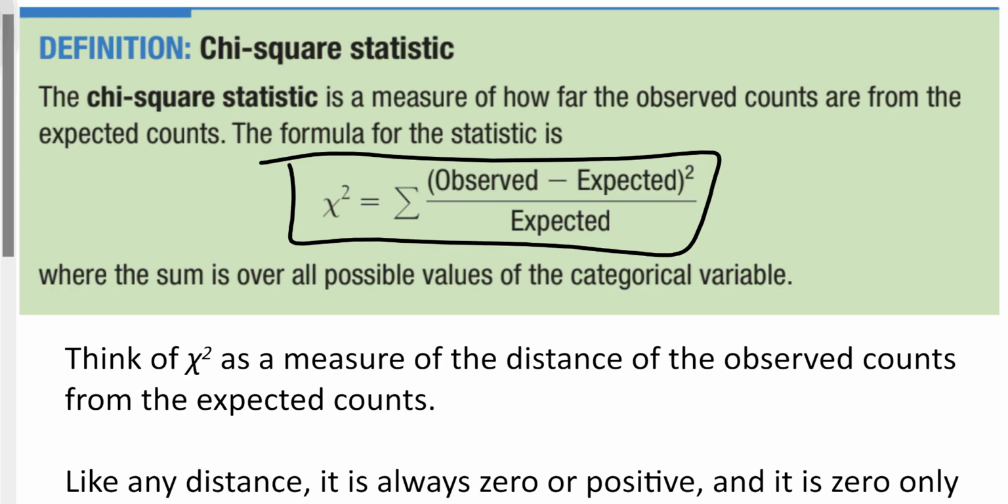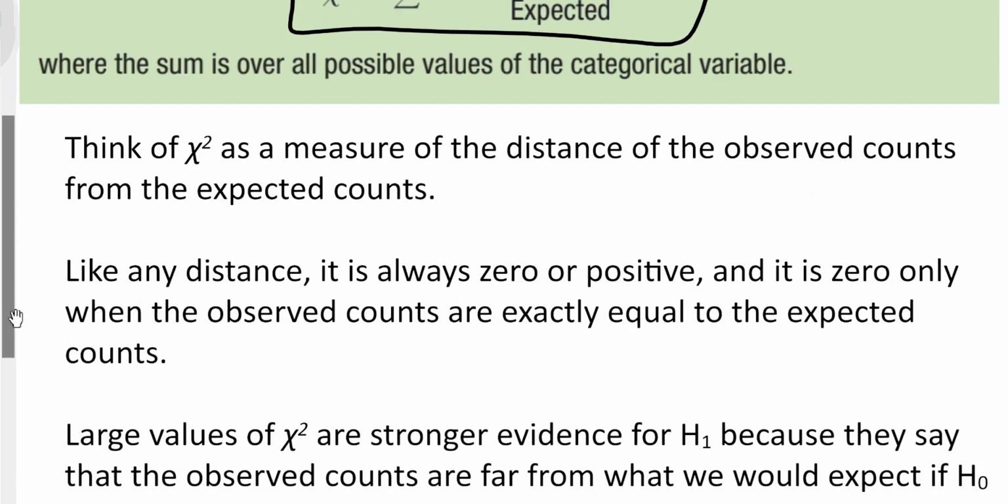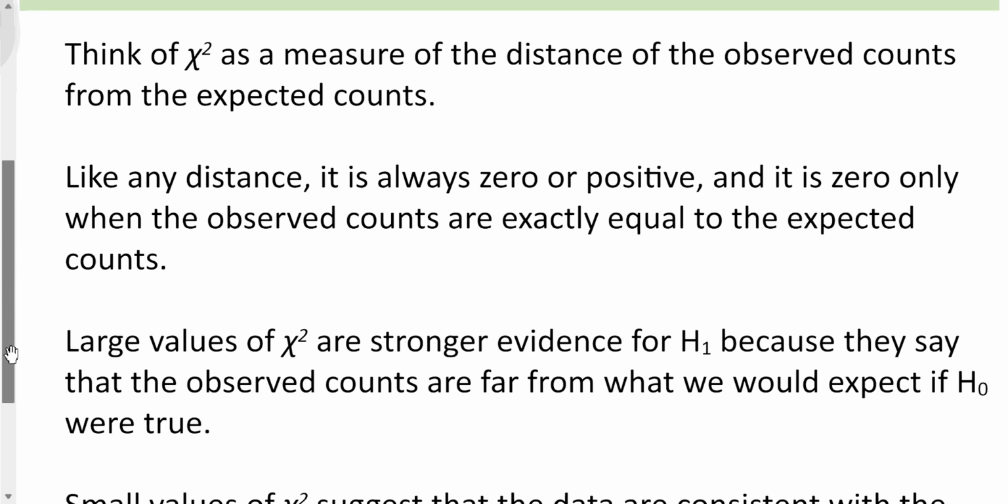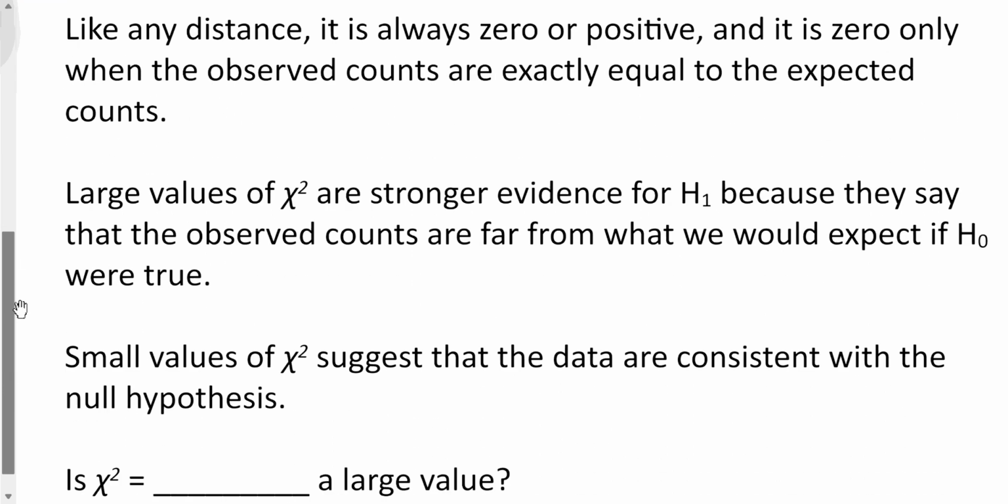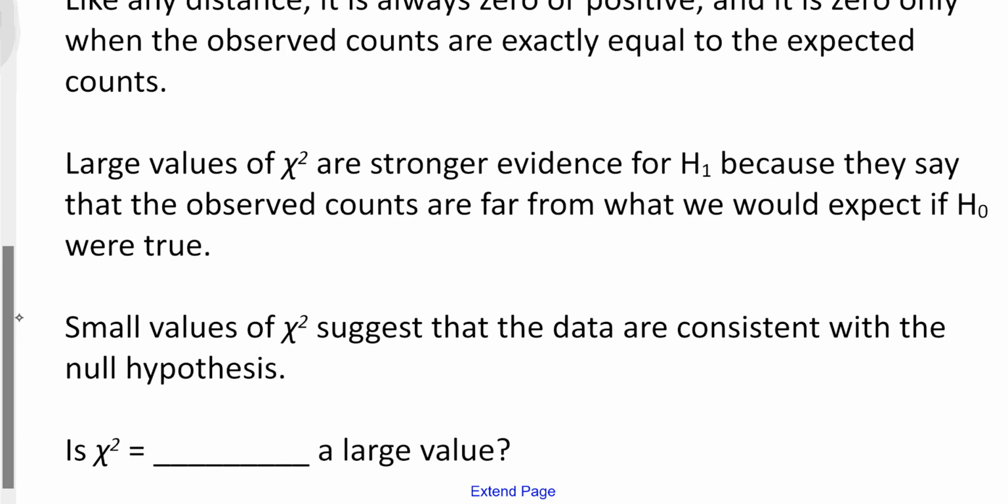So think of chi-square as a measure of the distance of the observed counts from the expected counts. And like any distance, it's always going to be zero or positive. We want it to be zero or positive, so that's why we square them. Larger values of chi-square are stronger evidence to reject, essentially. And small values of chi-square suggest that the data is consistent with what we were expecting with the null hypothesis.